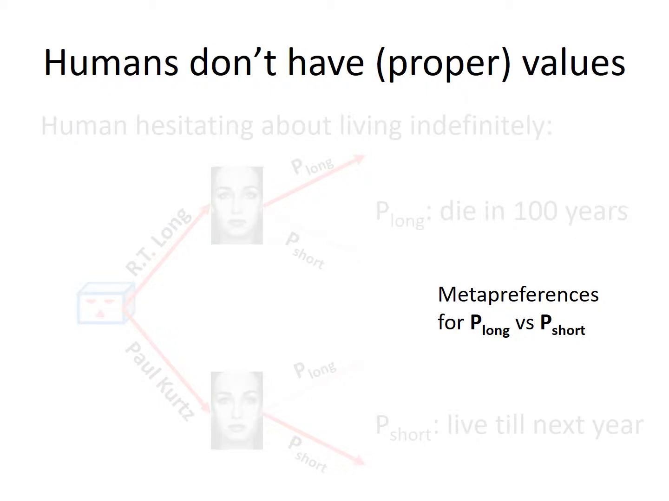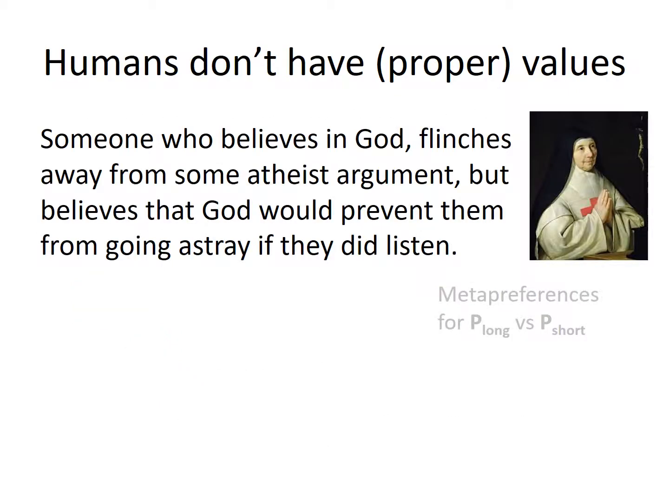Our values are not really just about states of the world, or at least not trivially or not easily. Here are two more examples. The first is of someone who believes in a God, flinches away from some atheist arguments, but believes that their God would prevent them from disbelieving, from going astray, if they did listen to that atheist argument, and presume that actually they're wrong. If they did engage with that argument, it would eventually undermine their beliefs.